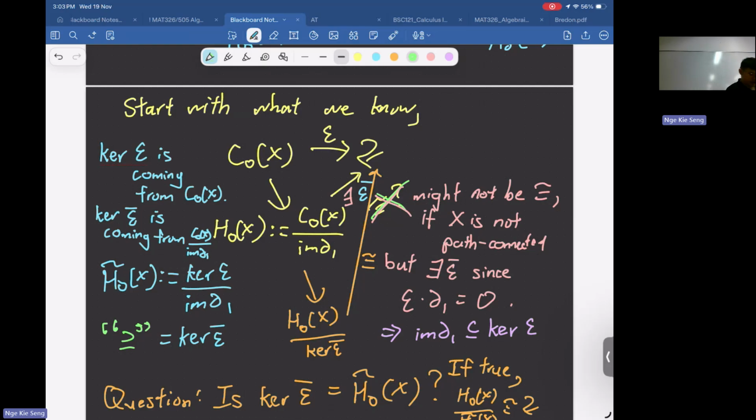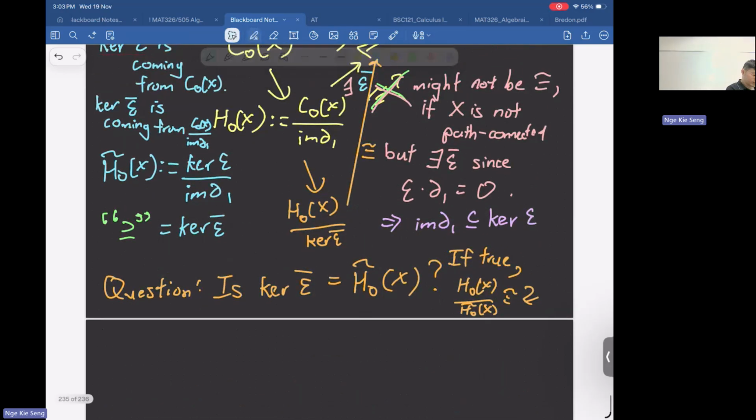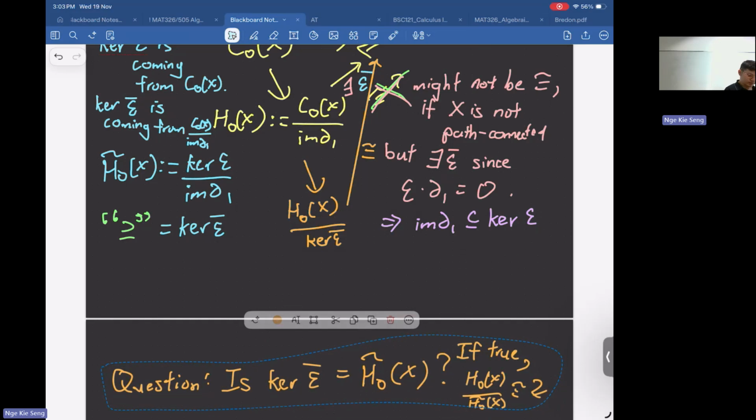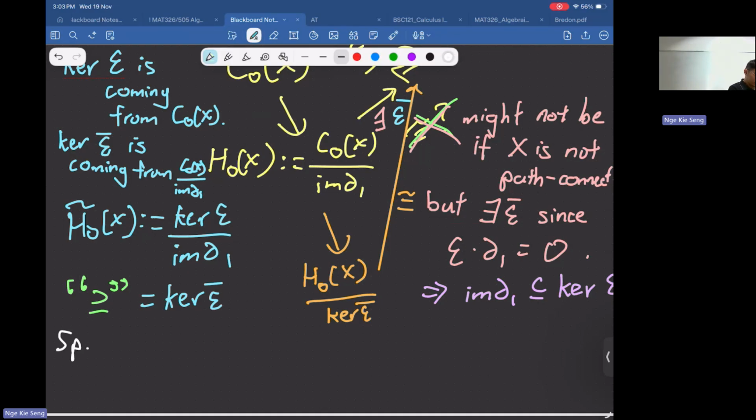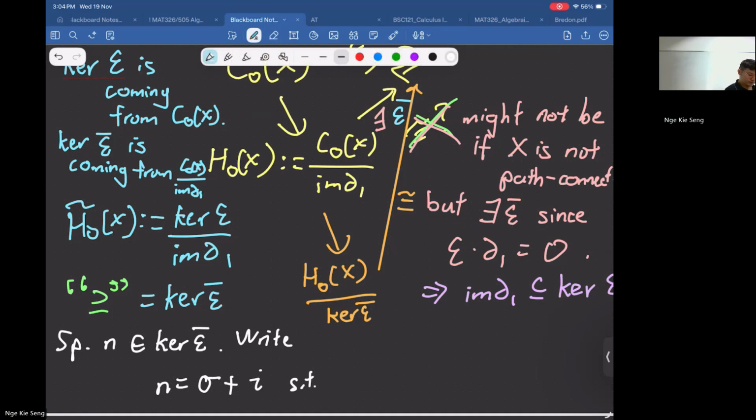Yeah, I think this has to do with our definition. Okay, once we solve this, we take a break. Okay, so suppose n is in the kernel of epsilon bar, then we can write n to be sigma plus something in the image, maybe sigma plus I, such that sigma is in C naught X, and I is in the image of del 1.